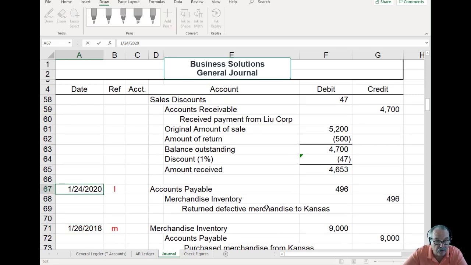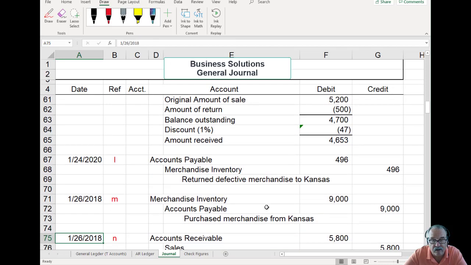On the 24th of January, this is transaction L. We had the company return defective merchandise to Kansas Corp. This is one of our vendors that we buy merchandise from, and apparently we had something defective. We sent it back. So we're going to reverse the entry that we did originally for part of it. This isn't for everything. This is just the amount we returned. Debit accounts payable, $496, and credit merchandise inventory, $496. Merchandise inventory is going down, and accounts payable is going down because we don't owe them as much as we did because we returned some stuff.